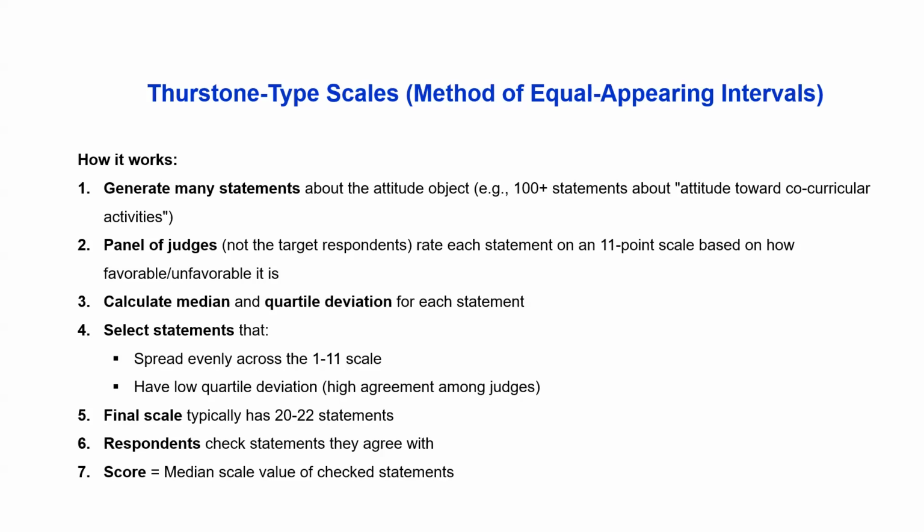You know which is good, low quartile deviation or high quartile deviation. I'm not going to explain about it. You should understand it. The final scale typically has 20 to 25 or 22 statements. We select from 100 plus statements just 20 or 25 statements.